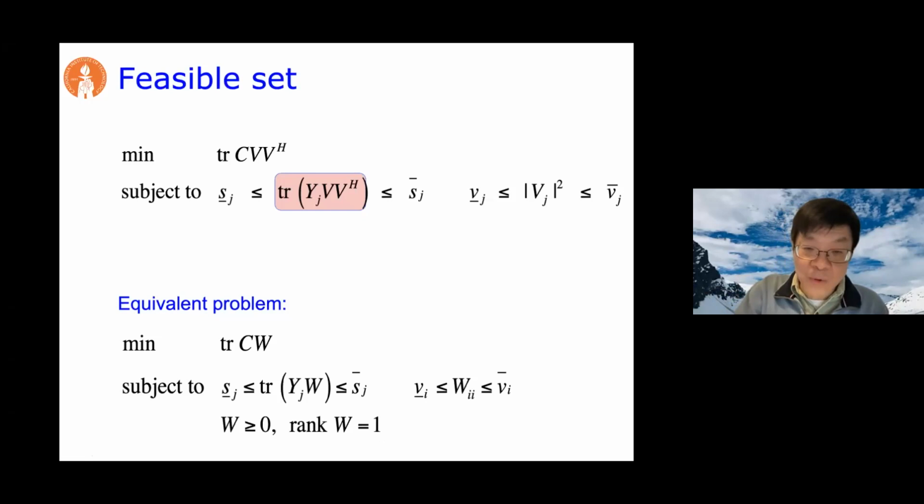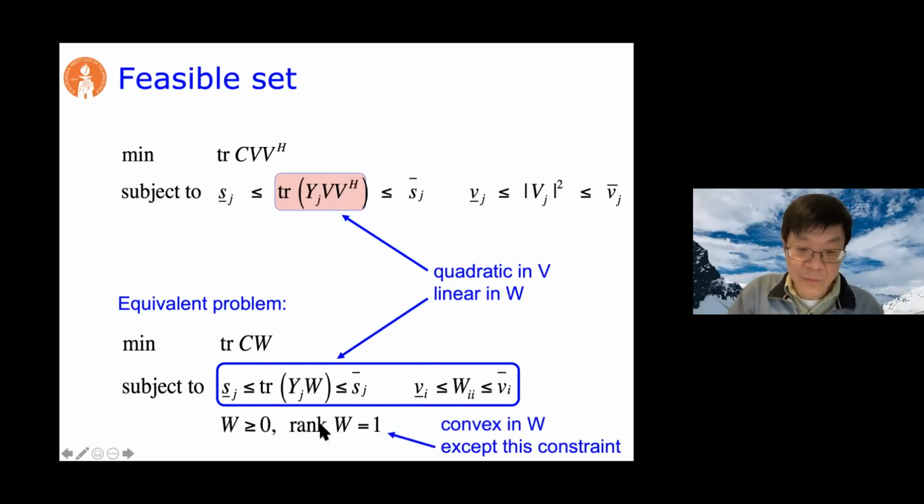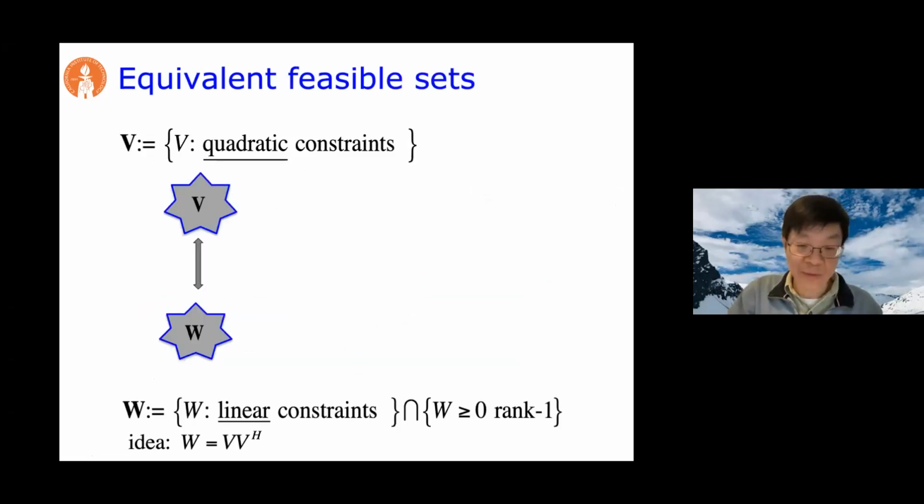Now, the important thing is to know that the original problem is quadratic in V, but the equivalent problem is linear in W for the constraints. So that's nice. The W being positive semidefinite, that's a convex constraint. The non-convex constraint is the rank constraint. Okay, and therefore a relaxation is simply to ignore the rank constraint. So later on, okay, we'll come back to this.